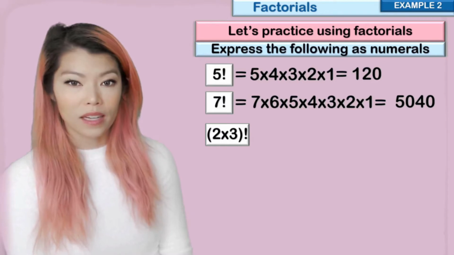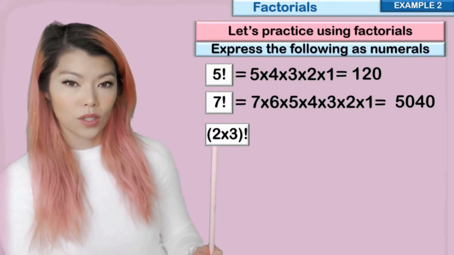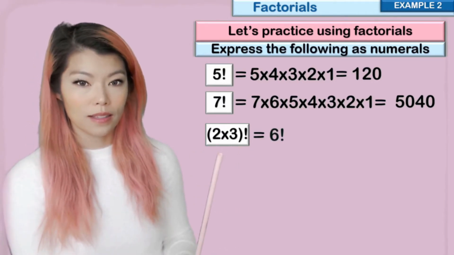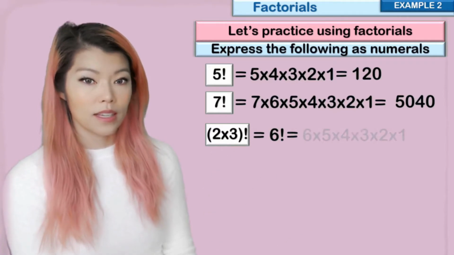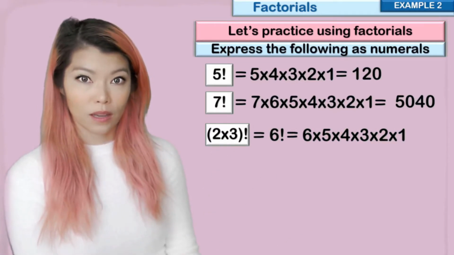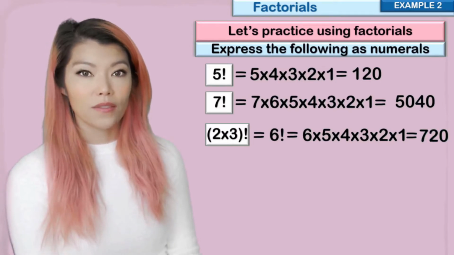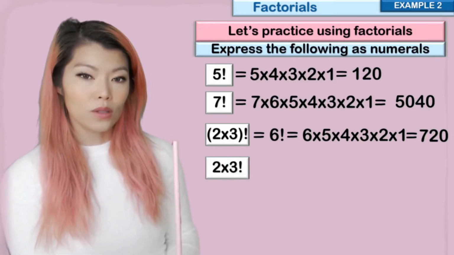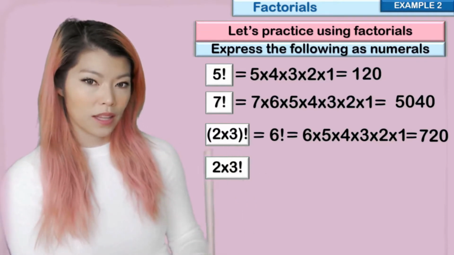2 times 3 factorial. How would you do that? So you would do it's a bracket. So you would do 2 times 3 first, you get 6. And then you do 6 factorial, which is 6 times 5 times 4 times 3 times 2 times 1, which is 720.